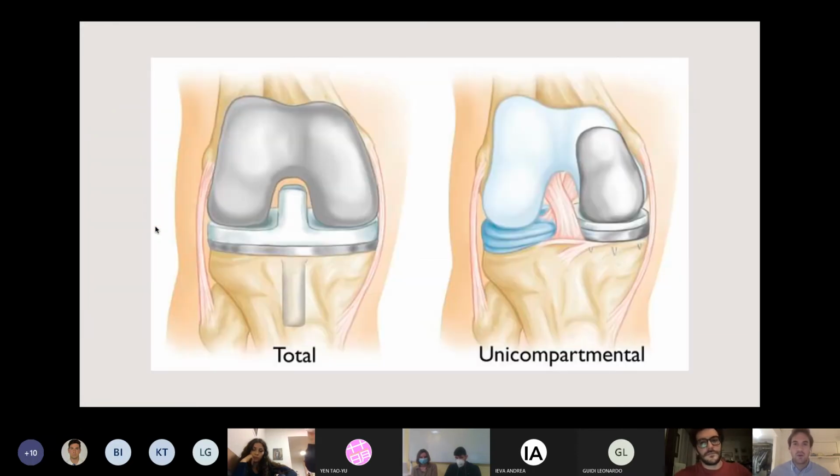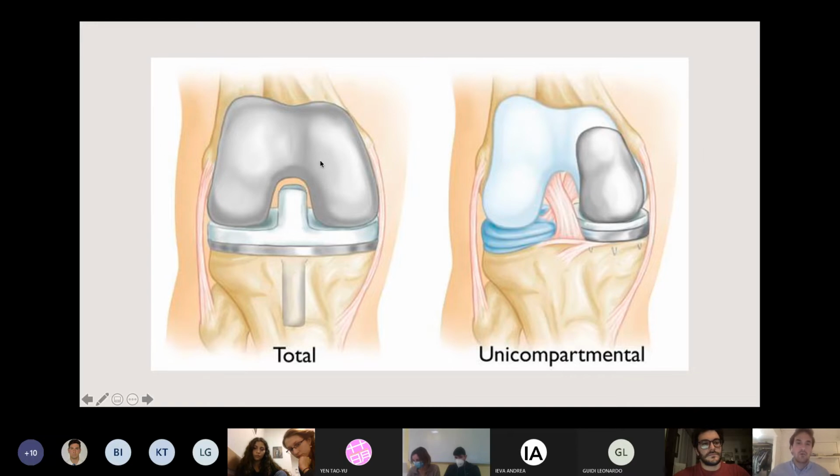Okay, because we are starting to tailor the surgery based on the patient. So this is also increasing, and you can see this in other hospitals. It's not very common. I'm not sure how common it is in other hospitals, due to the fact that it is technically more demanding compared to the total.